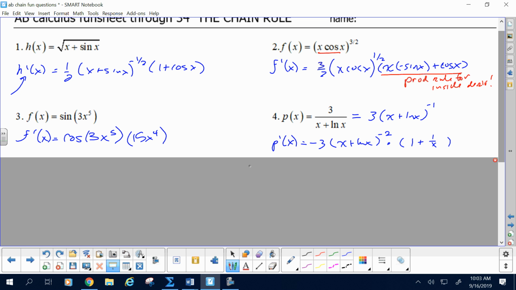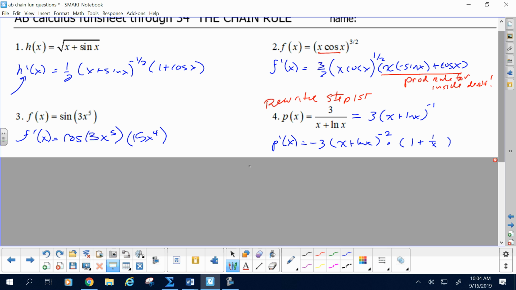Okay, number 3. The outside is the sine function, so the derivative of the outside is cosine with the inside the same, times the derivative of the inside, which is 15x to the 4th. Number 4 was a tough one. I beg you, write yourself a note if you missed 4. Please do a rewrite step first.